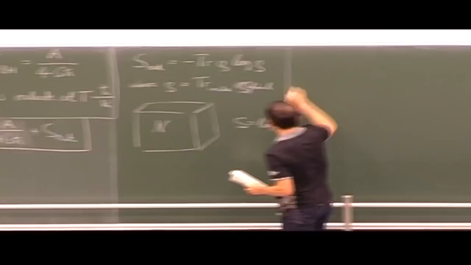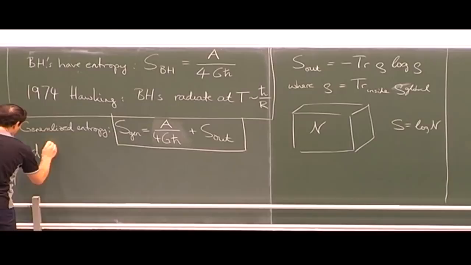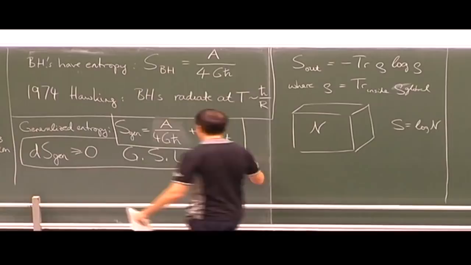Now, what did Bekenstein propose? I never told you his main proposal. His main proposal was the so-called generalized second law. Another thing that goes in a box. Okay, which is just to say that, well, that's the new second law.